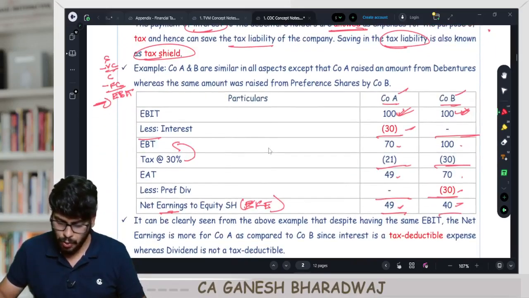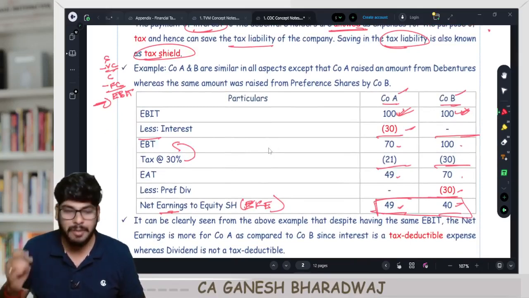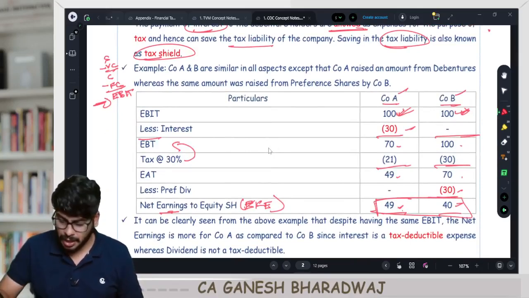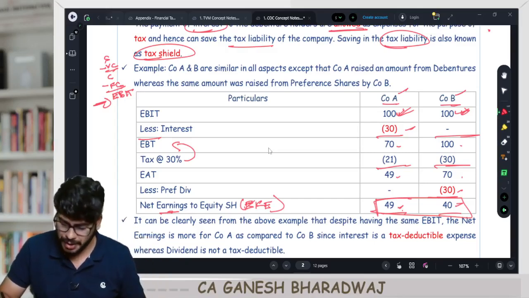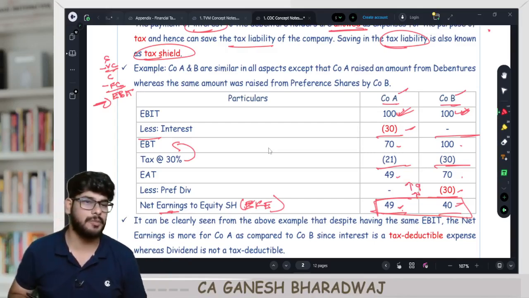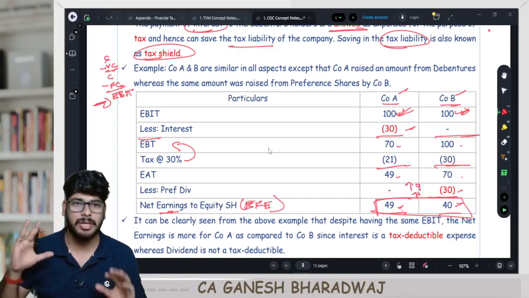Still, sir, how is company A earning more profit than company B? Company A is earning 49 rupees. Company B is earning only 40 rupees. Incrementally, company A has earned how much? 9 rupees more, or 9 crores more. Rupees in crores. Clear with this?